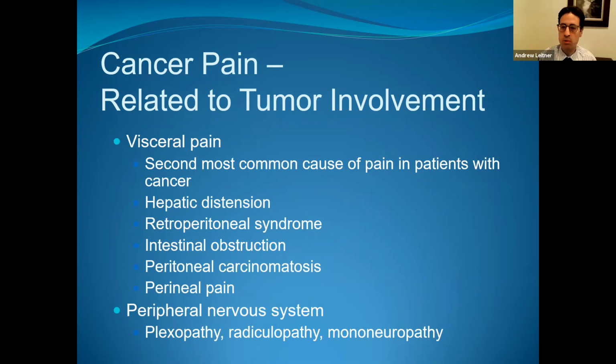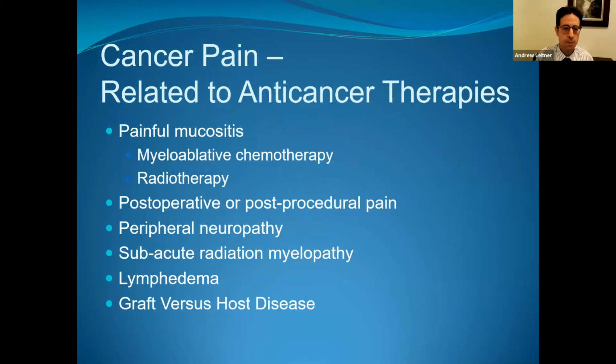Then, of course, there's the peripheral nervous system, plexopathies, radiculopathies, and mononeuropathy. And my clinic tends to see more of these because of some of our interventional approaches to them. Then, of course, there's mucositis, post-procedural pain, as we talked about. And in our center, we do a number of stem cell transplants. And so we have a fairly significant burden of graft versus host disease.